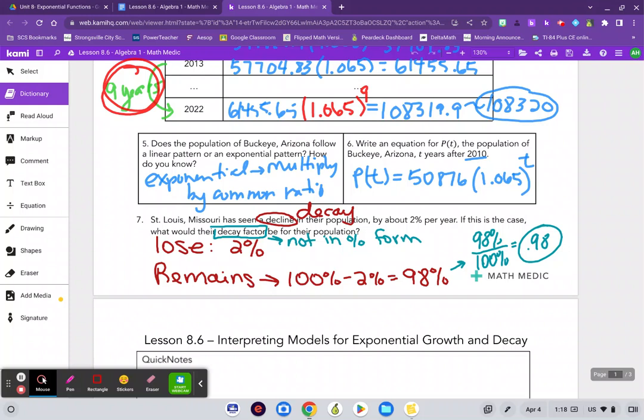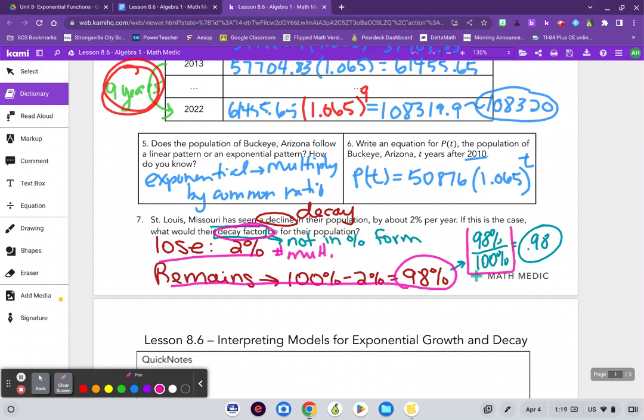Because we don't really look at I lost 2,000 people. We say, I have this many people, okay? And so if I lost 2%, that means I really have 98% of my population, okay? And so what we're doing here is we're saying, hey, I lost 2%, but that means that 98% is left. And so the growth factor is the number that you multiply by. And so again, I got to take that out of percent form. So 98 divided by 100 is really 0.98. That would be the factor that I would be multiplying by. And this seems reasonable because this number is less than 1.